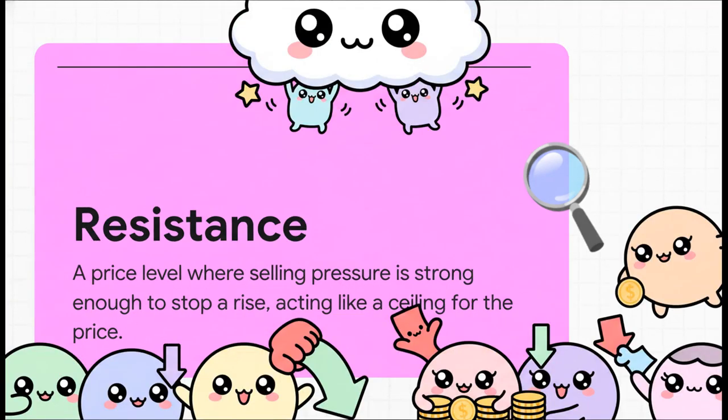And on the flip side, you've got resistance. It's the exact opposite. Imagine you're in a room and you try to jump, but you hit the ceiling. That's resistance for a stock price. It's that point where sellers are all looking at each other and going, okay, this is getting a little pricey, time to cash out and take some profits. That wave of selling is what stops the price from climbing any higher.